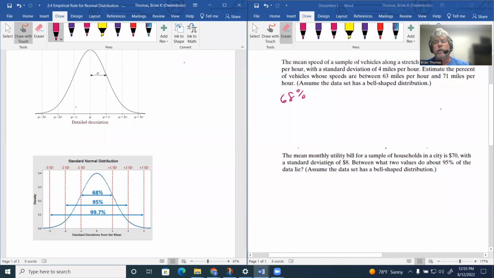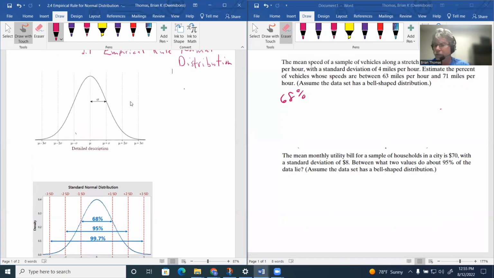The next one says the mean monthly utility bill for a sample of households in a city is $70 with a standard deviation of $8. Between what two values do about 95% of the data lie? Assume again the data has a bell-shaped distribution. So again, we're talking about this type of graph here.